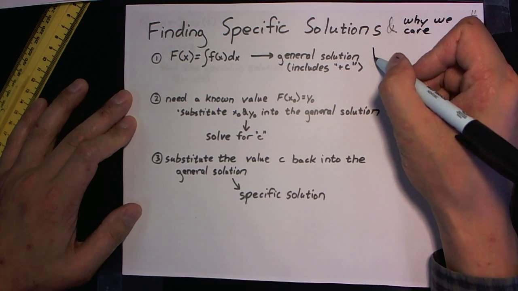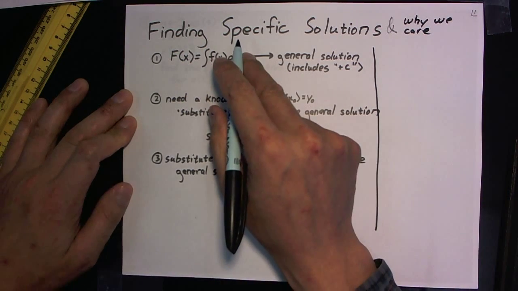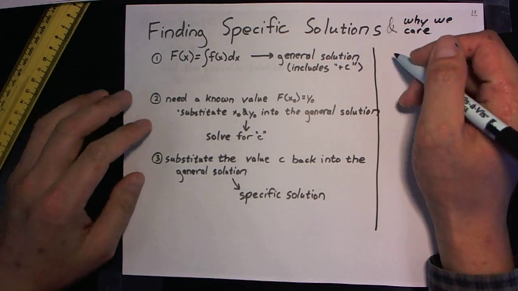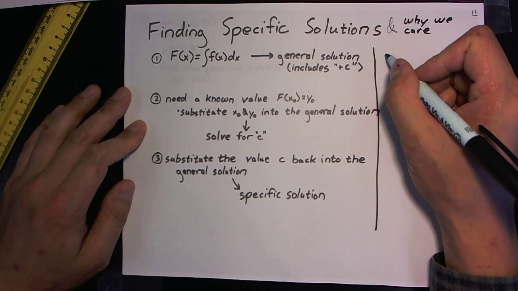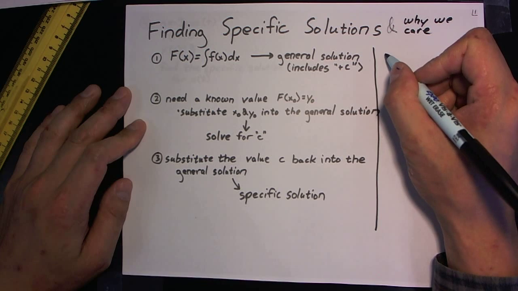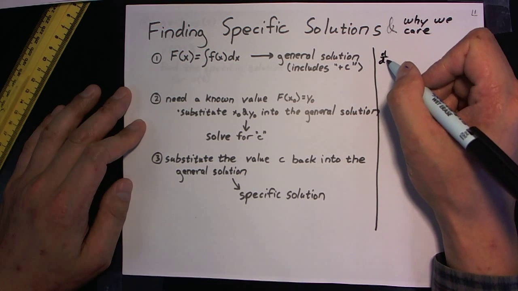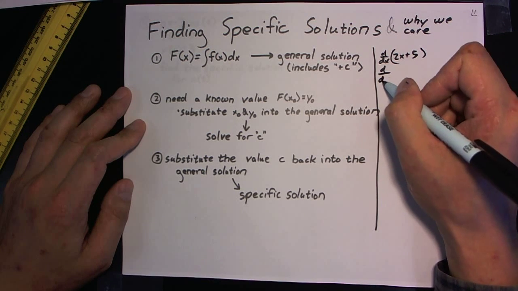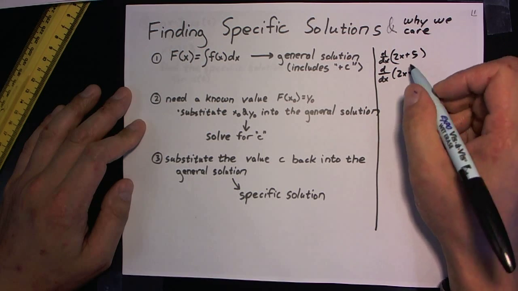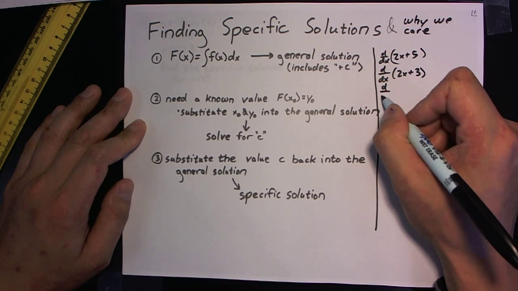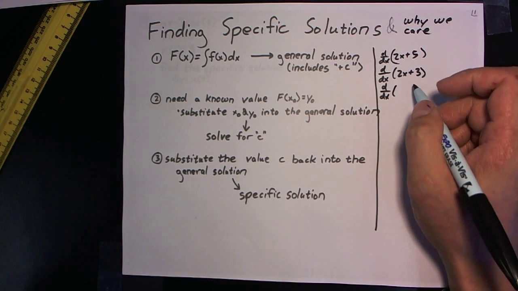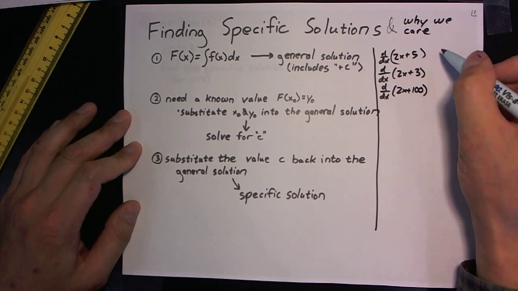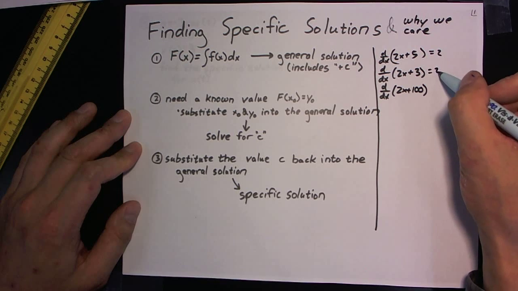Well, there's a variety of reasons to care about getting a specific solution versus a general solution. So if you think back to the Khan Academy videos where he took the derivative of a bunch of very similar functions. So let's say we took the derivative with respect to x of 2x plus 5, and the derivative with respect to x of 2x plus 3, and the derivative with respect to x of 2x plus 100. Well, all of these are 2.